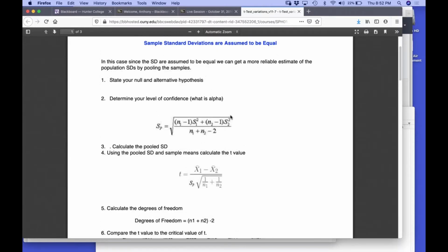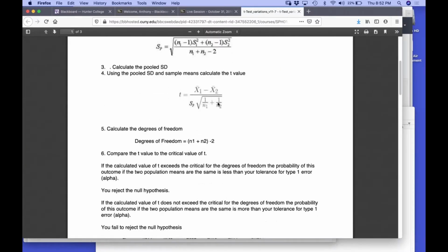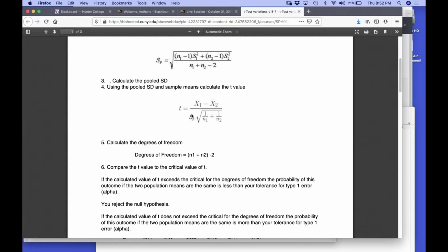Now we have two samples, right? So this becomes a more complicated formula, the standard error on the bottom here. But it's still the difference between the two means over the standard error. In order to calculate the standard error, the first thing you have to do is calculate the pooled standard deviation. Calculate it as the sample size of group 1 minus 1 times the standard deviation of group 1 squared, plus n2 minus 1 times the standard deviation of group 2 squared, over n1 plus n2 minus 2, all of that under a square root sign.